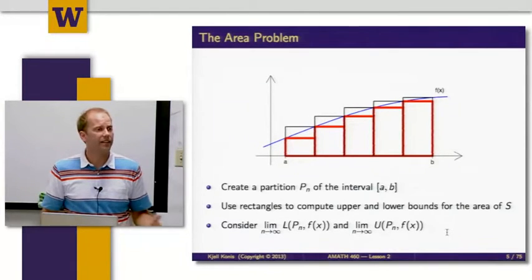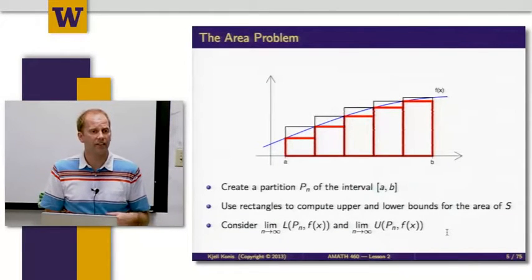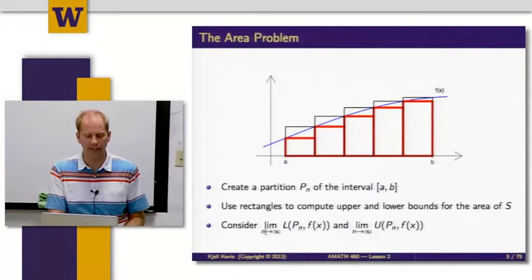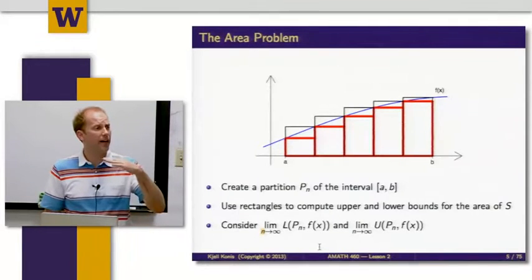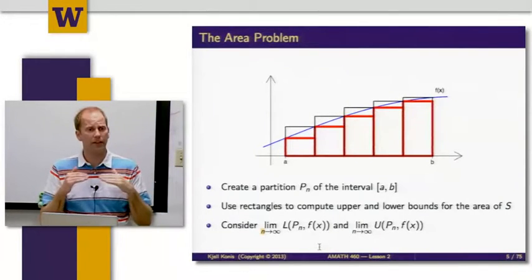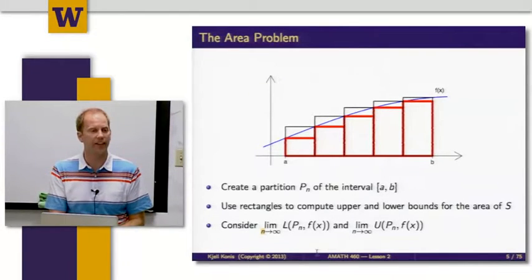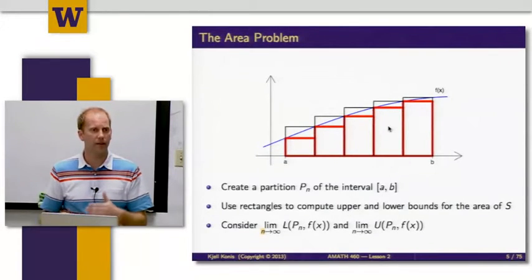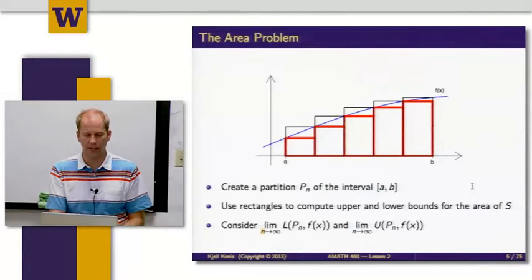And then the idea is to look at what happens as I make my partition finer and finer and finer. So this P sub n, and I have n going to infinity. My upper bound for this area is coming down as n goes to infinity, and the red rectangles, my lower bound, is going up as n goes to infinity.